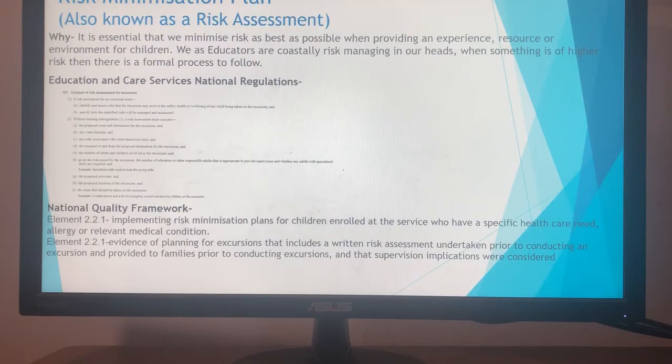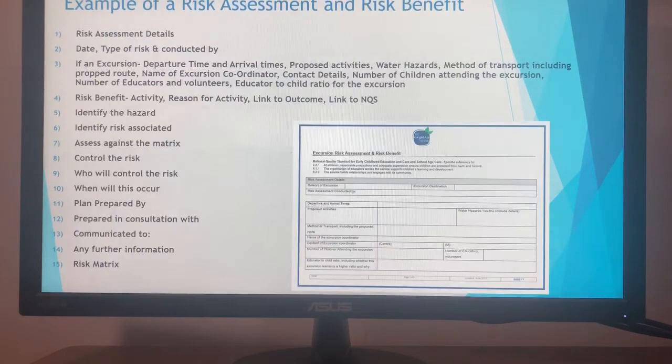Element 2.2.1, evidence of planning for excursions that includes a written risk assessment undertaken prior to conducting an excursion and provided to families prior to conducting the excursion, and that supervision implications were considered. That's the why.